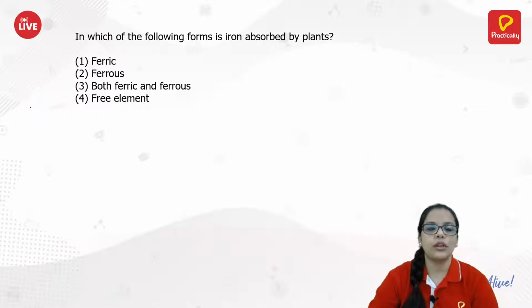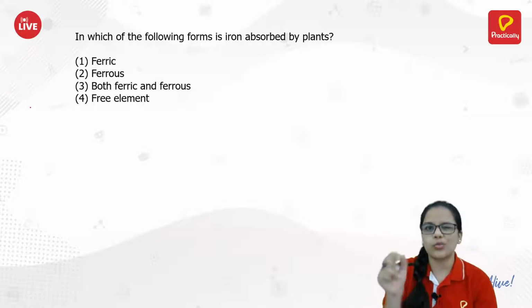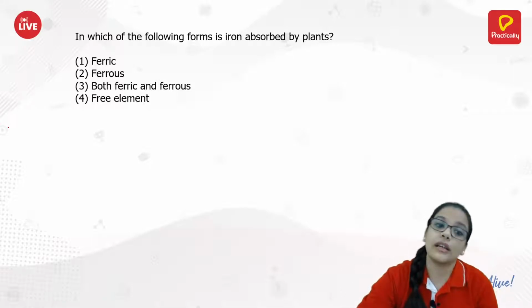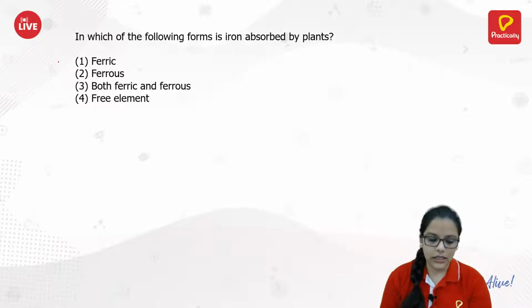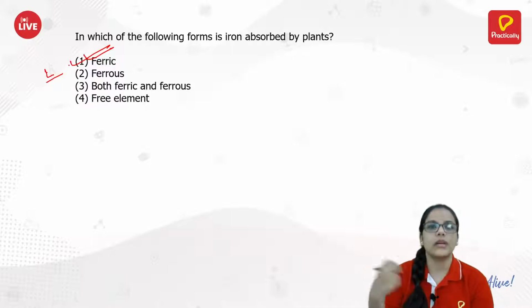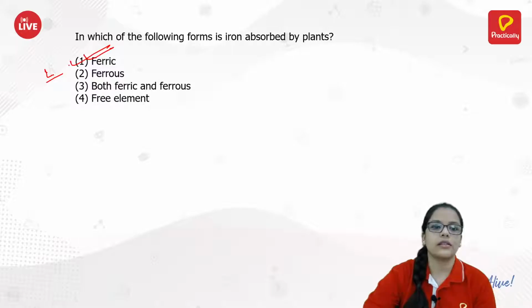Next. Which of the following forms of iron is absorbed by plants? Now, this was a problematic question. It can be both ferrous and ferric, but actually, as per the NCERT book, it is written that it is ferric which is absorbed by plants.